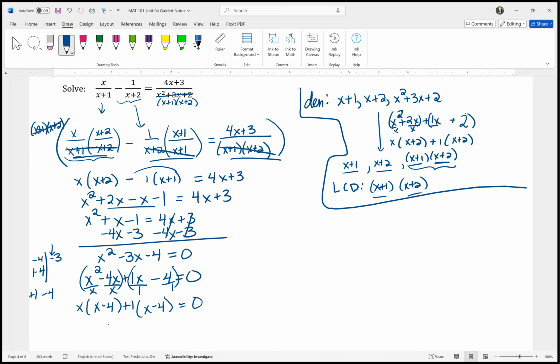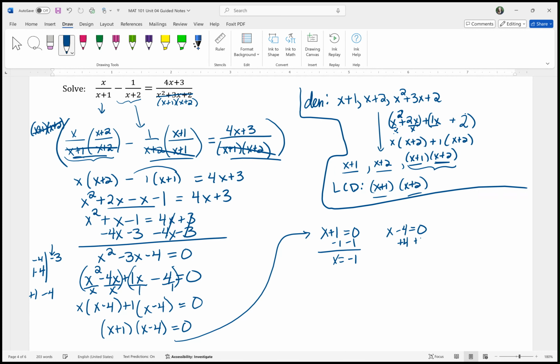So our next step is x plus 1 times x minus 4 equals 0. And then let's bring it up here and solve each of these by setting each one equal to 0. So x plus 1 equals 0. X minus 4 equals 0. Minus 1 for both. That's going to be negative 1. And plus 4 for both. That's going to be 4.